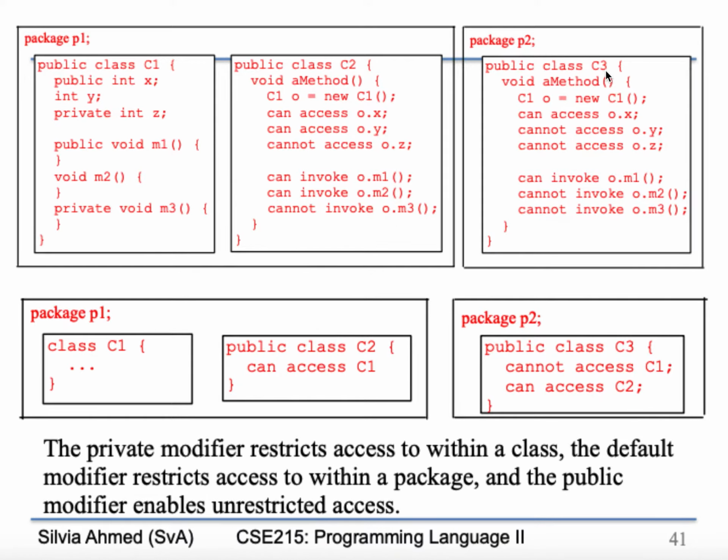Now let's look at the class C3, which is in a different package. Inside the class C3, we can create an object of class C1, because C1 was defined as public. So C1 can be accessed from a different package as well. After we create an object of C1, we can access the X data field because X was public, so it can be accessed from a different package as well.